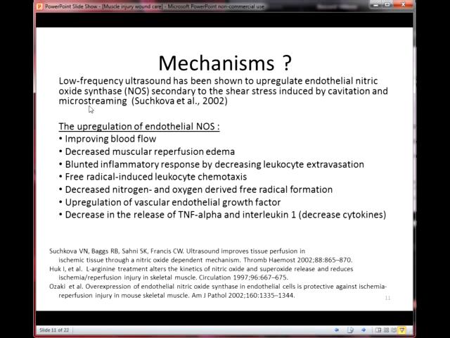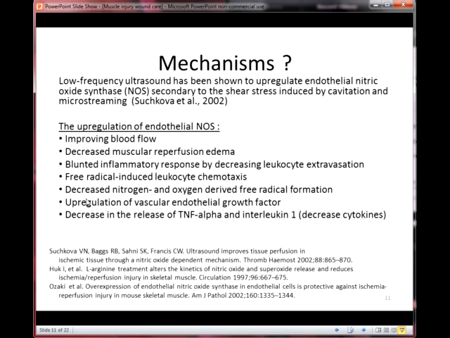And in microstreaming, where the muscle is moving, this kind of ultrasound therapy causes the energy waves to go through a few cells. Basically, this NOS improves blood flow and can decrease the muscular reperfusion edema that occurs. It decreases this inflammatory response by decreasing leukocytes going out of the blood into the tissue. It can decrease nitrogen and oxygen delivery, so there's a decrease in radical formation.